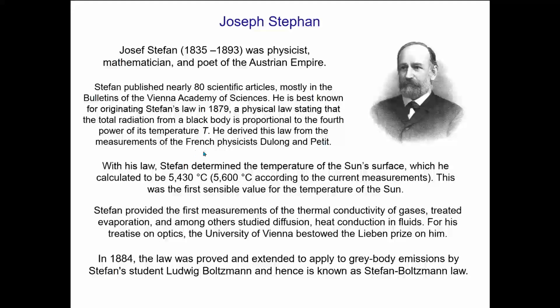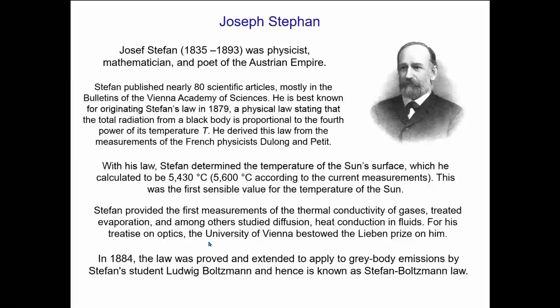Originally, he derived it from measurements of the French physicists Dulong and Petit, who established the law which says that the specific heat of solids becomes a constant at high temperatures. With his law, Stefan determined the temperature of the sun's surface, and he calculated it to be 5,430 degrees, versus 5,600 according to current measurements. So this was the first sensible value for the temperature of the sun.